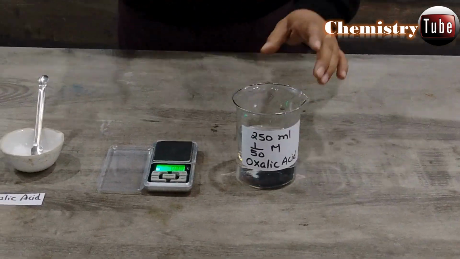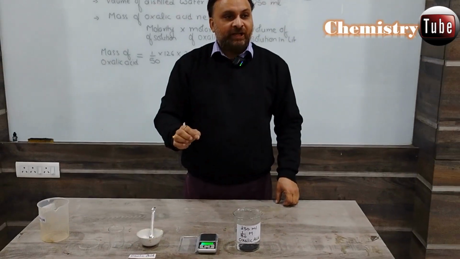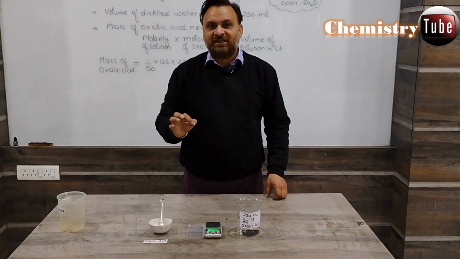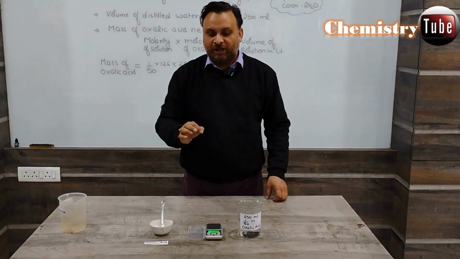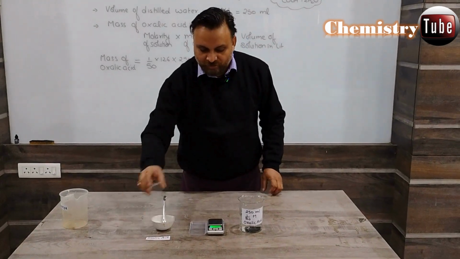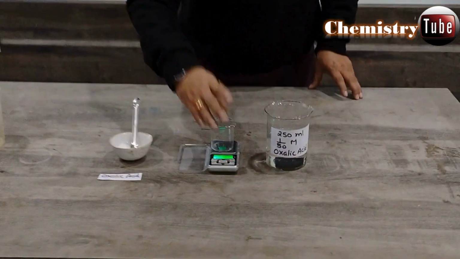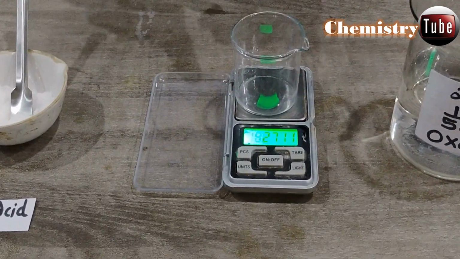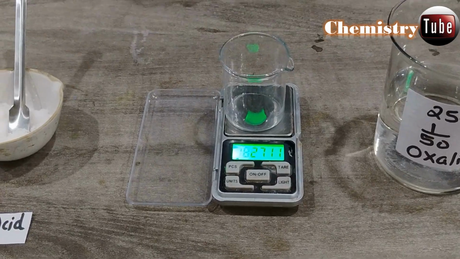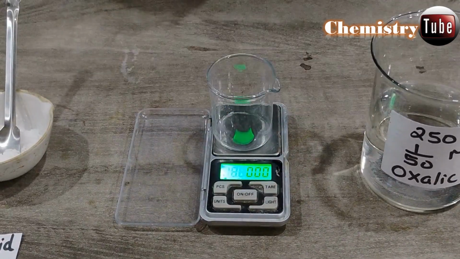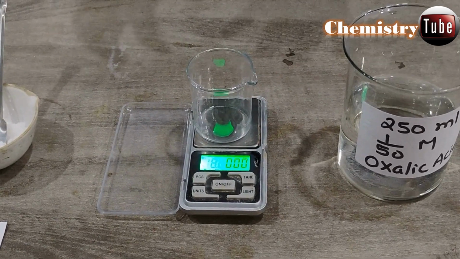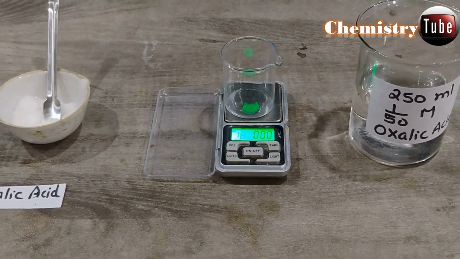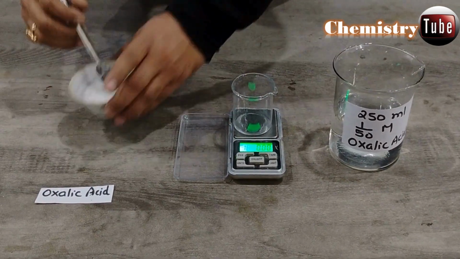Now we have to weigh oxalic acid. How much oxalic acid is required? 0.63 gram of oxalic acid is required to prepare this solution. So now what will we do? We will put this beaker here, and once we put this beaker here, we can see that this machine is reading the weight of this beaker. So we will apply a tare. Once we apply a tare, this weighing machine is reset to 0. Now this weighing machine will weigh only the weight of oxalic acid.